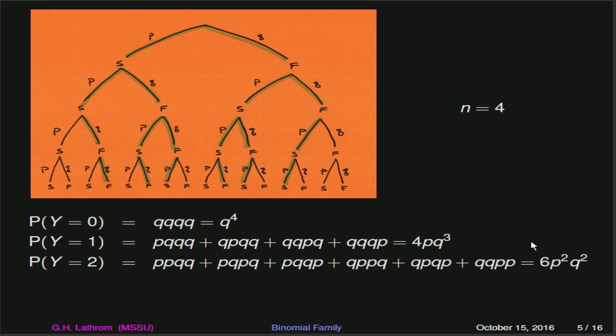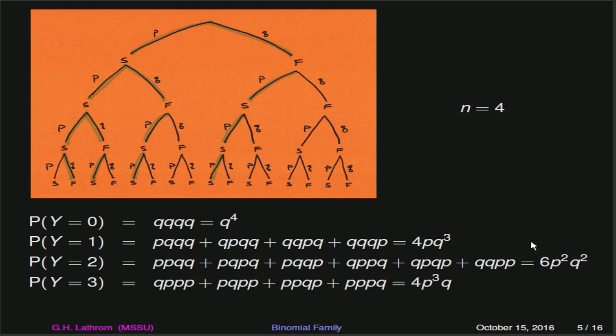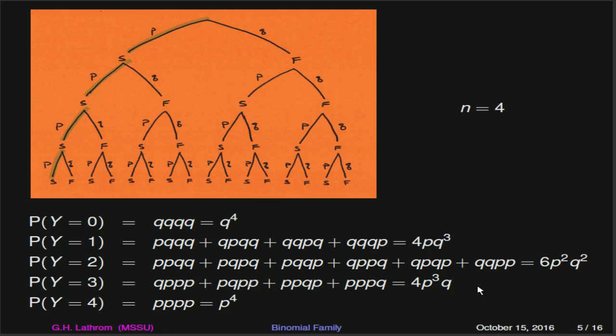If we got y is equal to 3 successes, then we can have a failure on the first trial, a failure on the second trial, a failure only on the third trial, and a failure only on the 4th trial. And that will give us a guaranteed 3 successes. And so the probability of that is going to be 4 times p cubed times q. And then finally, the probability of getting 4 successes on 4 trials is just going to be p times p times p times p, so p to the 4th power.